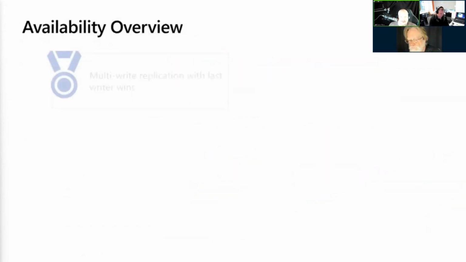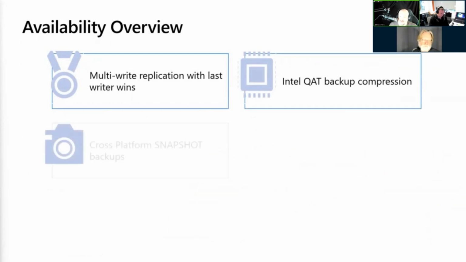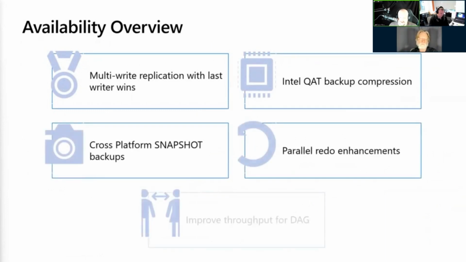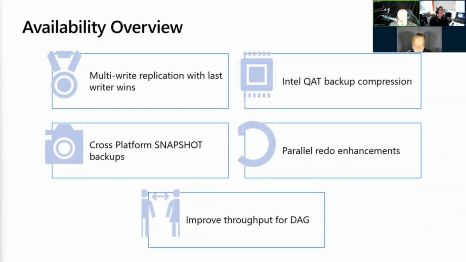Okay. So there's plenty more. As Pedro said earlier today, we already touched on multi-write replication and talked about shrink database with low priority. We talked about Intel QAT backup compression. What about cross-platform snapshot backups? We're going to be able to perform snapshot backups on Linux and Windows platforms. This is an improved method to coordinate snapshot backups without leveraging VDI or the SQL Server Writer service.